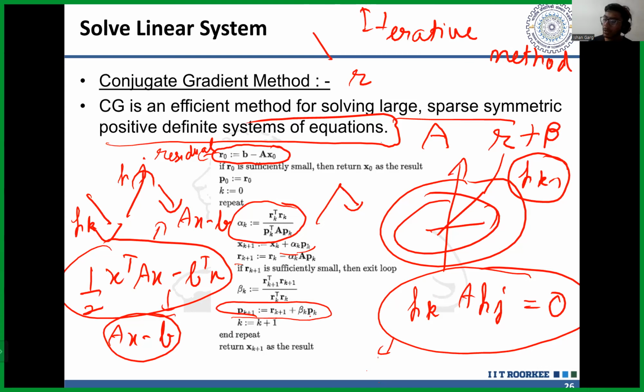So this was basically our conjugate gradient method, in which we are making sure that the direction we move is always perpendicular to the previous direction so that we don't backtrack ourselves. And it is faster and better than the gradient method.